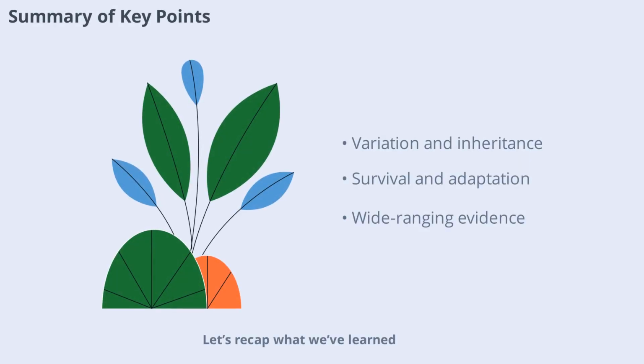Let's recap what we've learned. Evolution by natural selection explains the diversity of life on Earth. It's driven by variation, inheritance, and the struggle for survival. Evidence from fossils, anatomy, genetics, and real-world examples all support this powerful theory. Understanding evolution helps us solve problems in medicine, agriculture, and conservation.